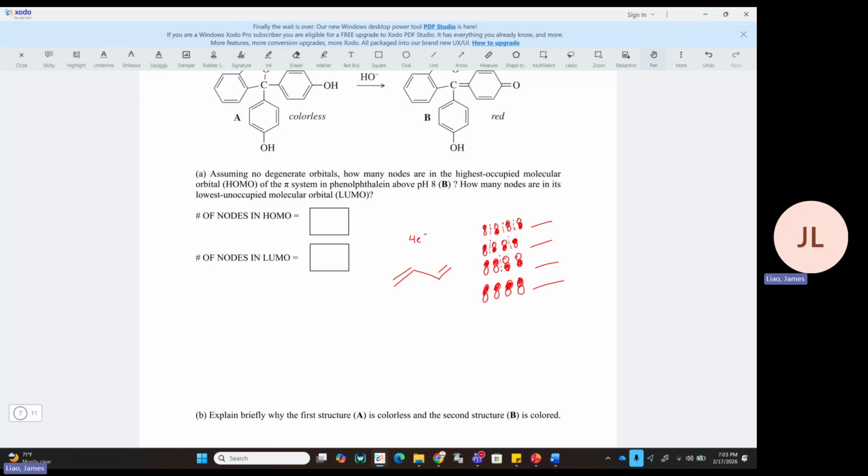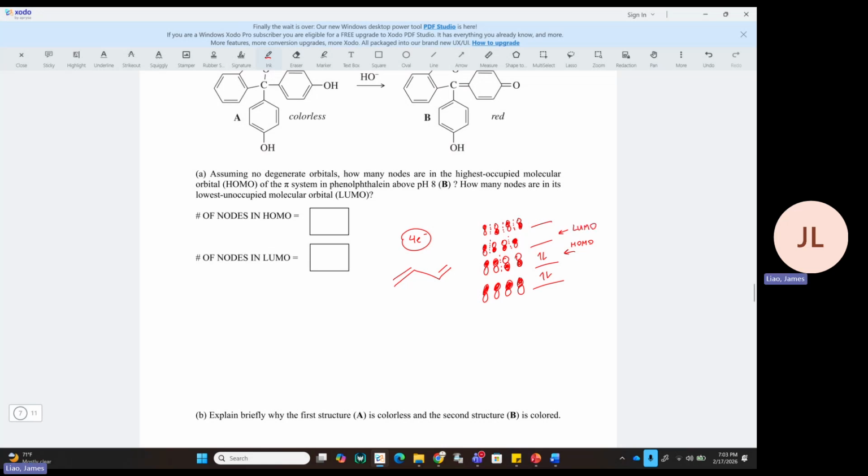So again, this is a simplified demonstration. Then we'll come back to the actual thing with phenolphthalein. So with 4 electrons occupied in this butadiene, I need to fill it up like this. And so what this is telling me in this molecule is that my HOMO, highest occupied molecular orbital, is at 1 node. So this is my HOMO. While the lowest unoccupied molecular orbital is the one above it, which is 2 nodes. So that's going to be my LUMO.